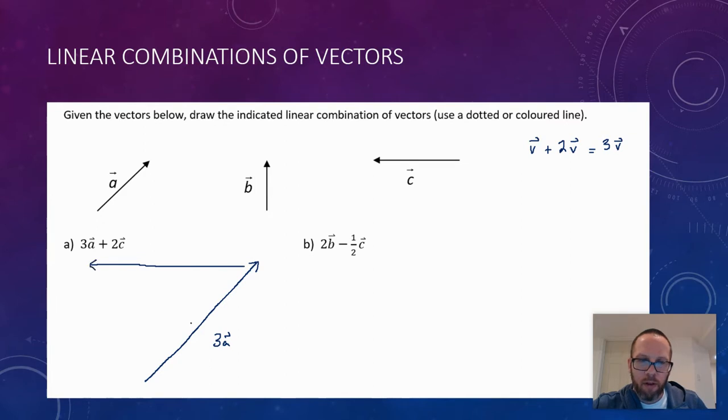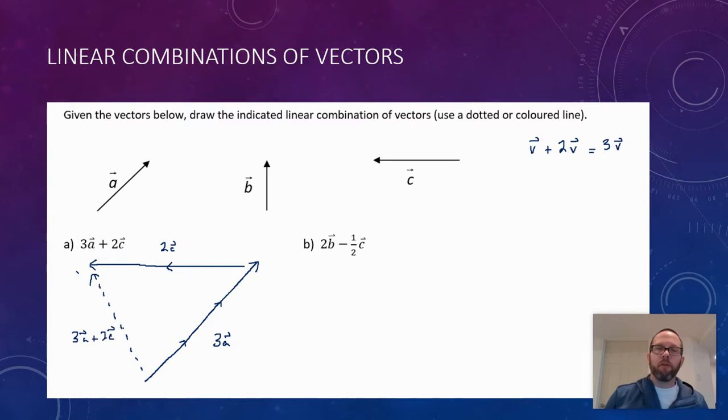There's 2c. So if you want to think of it like here's 3 a's in a row, here's 2 c's in a row, and then this is the resulting vector. We'll use a dashed line or a dotted line. So that would be a decent drawing of what 3a plus 2c would look like. Remember, you have to include the direction. It's going from this bottom point here up to the left.